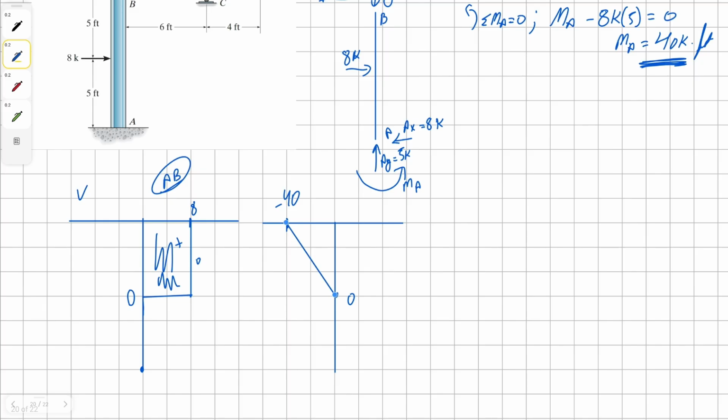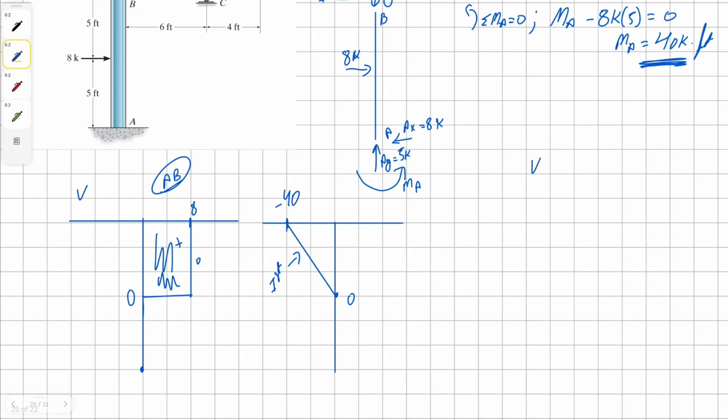So our moment will flat line to 0 and all the way to 10 feet after 5 feet. And this slope is first order slope. Now we could have done this problem a little bit different as well. If we didn't want to draw the shear diagram, it would go something like this.